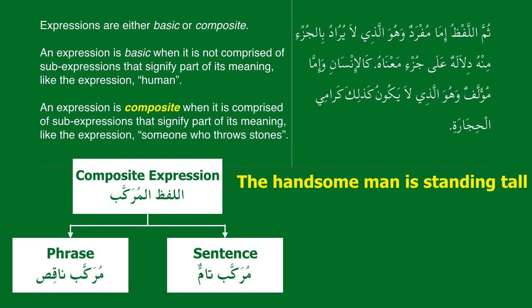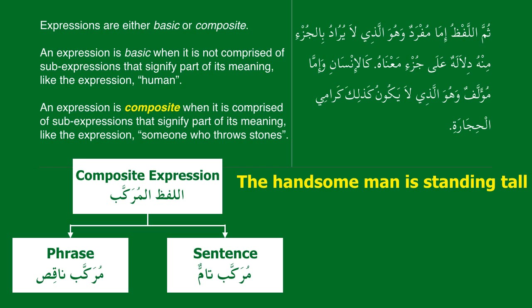So here we have two kinds of composite expressions. That's why I modified the running example slightly. You have a composite expression, which in Arabic we would call a lafzul murakkab, instead of mu'allaf as the author uses in the text. Murakkab is a more famous, more popular term. And this lafzul murakkab, composite expression, is of two kinds. It's either a phrase, which in Arabic is murakkab naqis, or it's a sentence, murakkab tam.